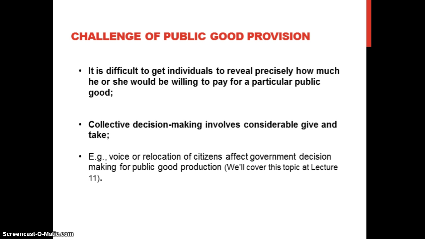There is another mechanism which can affect the level of public good provision, relocation of citizens, and we'll cover that concept, the Tiebout hypothesis, in lecture 11. In sum, the theory of public goods suggests that non-excludable, non-rival goods should be provided by the government. However, when the government provides these goods, it will face a challenge where it cannot reflect individuals' demand on that public good provision.